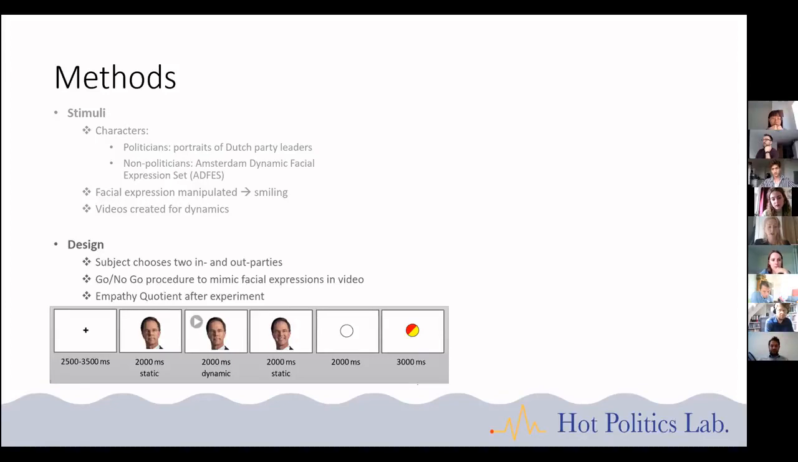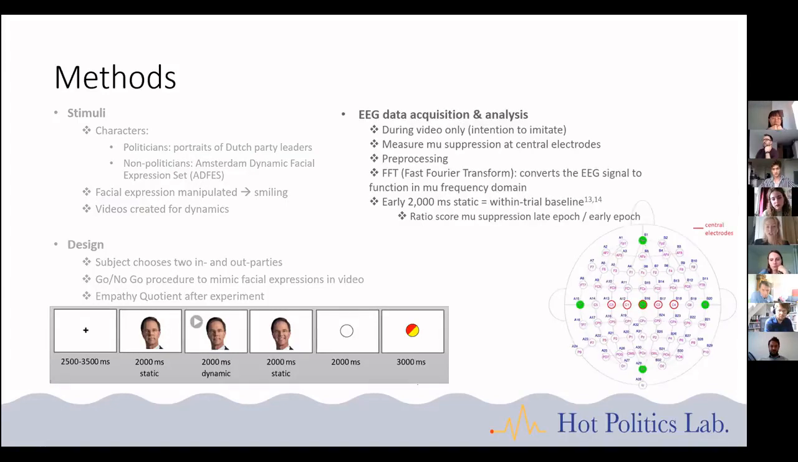And there was also an empathy quotient after the experiment. Then for the EEG data acquisition and analysis, we only used the EEG data that was measured during the video part of the paradigm. So we really measured the intention to imitate. The reason we do that is that we are not able to measure EEG data during the mimicry itself, because there is a lot of noise coming into the data, a lot of artifacts which we were not able to filter out properly. So we really focused on the intention to imitate.